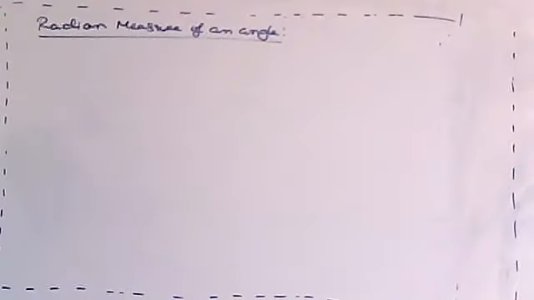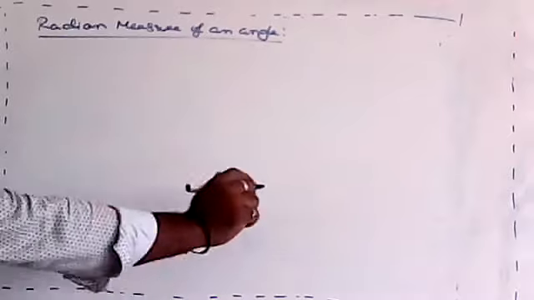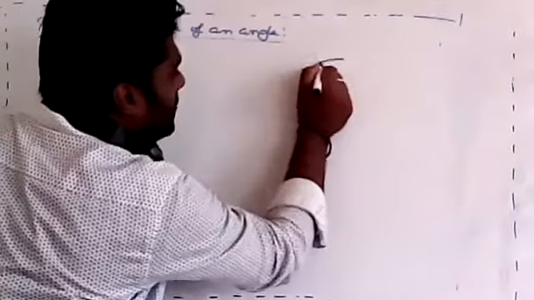Radian measure of an angle. Radian. Yes, Manasa. Good. Angle which is measured in terms of length. Okay, nice one.